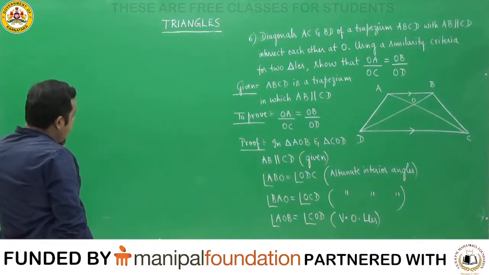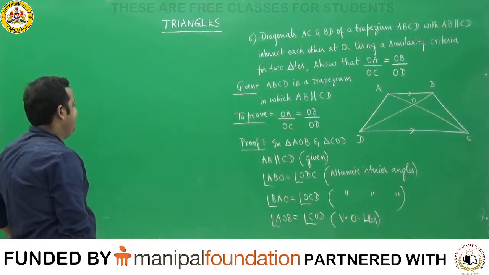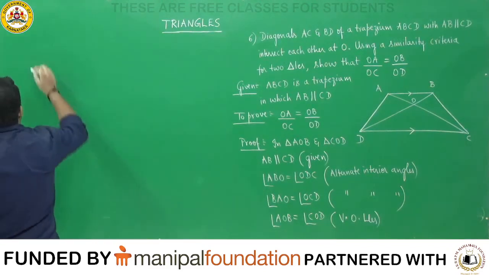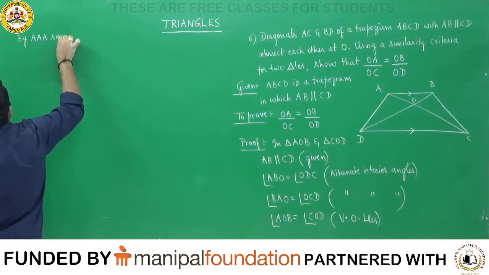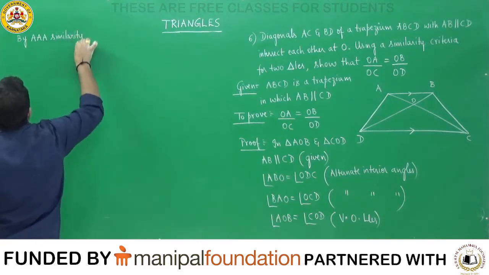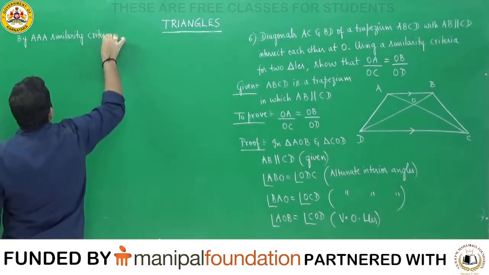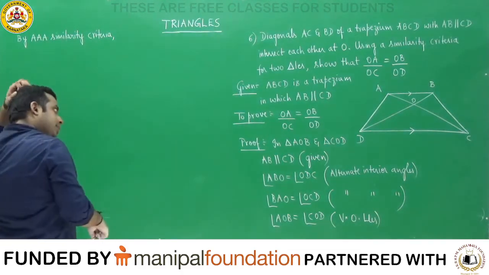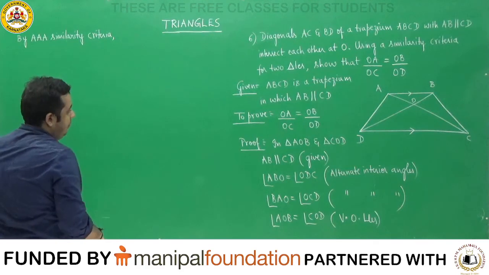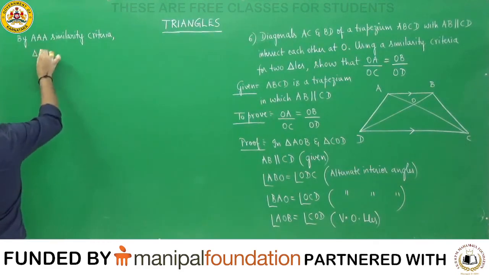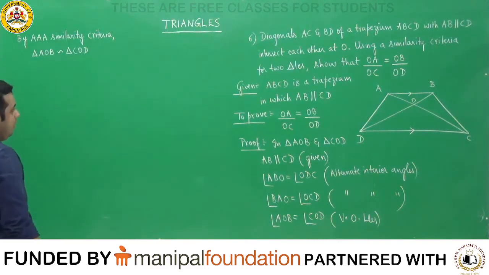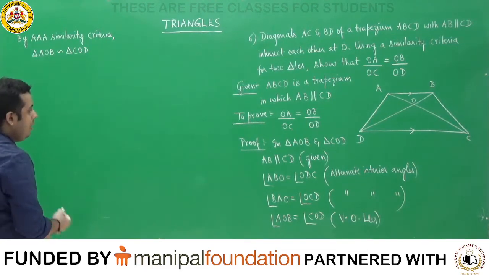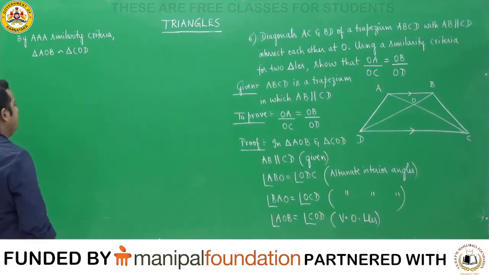Now I can come to the conclusion that by angle similarity criteria, triangle AOB is similar to triangle COD. Triangle AOB is similar to triangle, what is it? COD. Triangle AOB is similar to triangle COD.